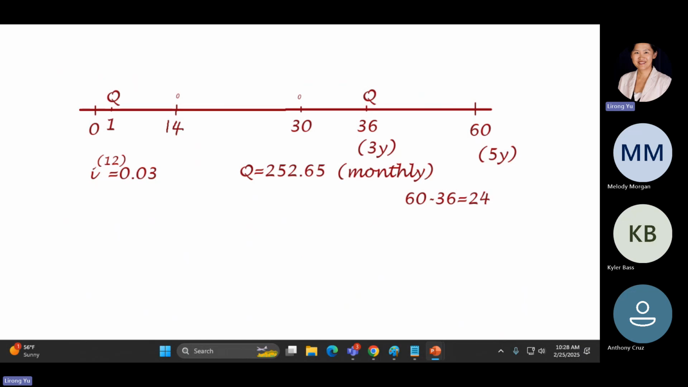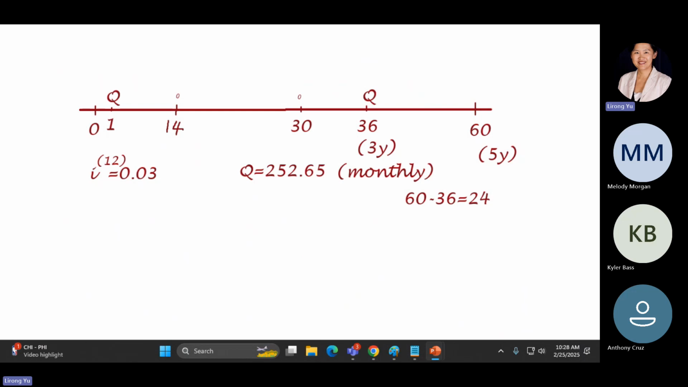So I'm writing the Q, there's a lot of Q, so at every time point we're supposed to have the payment of Q. But then we have 0 at 14 and 30. So we suppose this person forgot to pay at time 14 and time 30. And then we're trying to figure out what will be the outstanding balance.